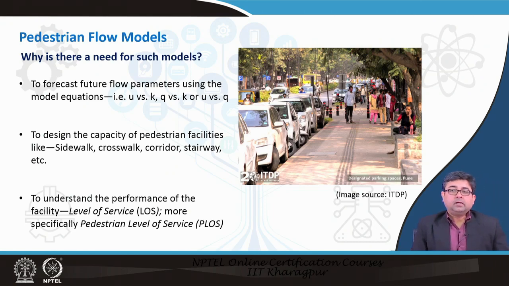Now, why are we telling you about all of these models, right? Why should so much focus be paid towards these models and the relationships between the three basic parameters, speed, density and flow? Because these are utilized to design the capacity of pedestrian facilities. Capacity meaning what should be the width and for how long should you build the pedestrian facility, right.